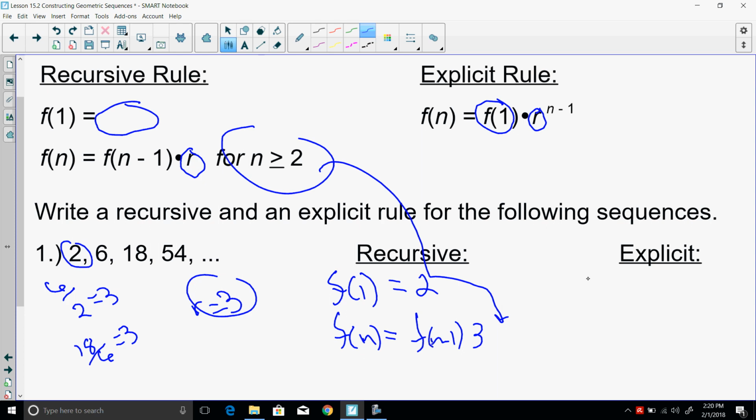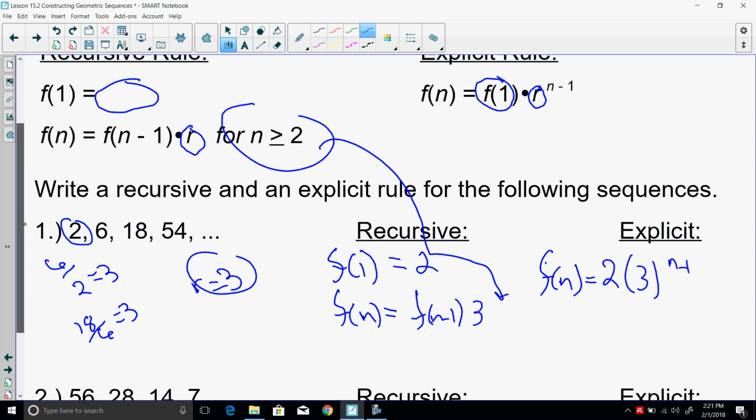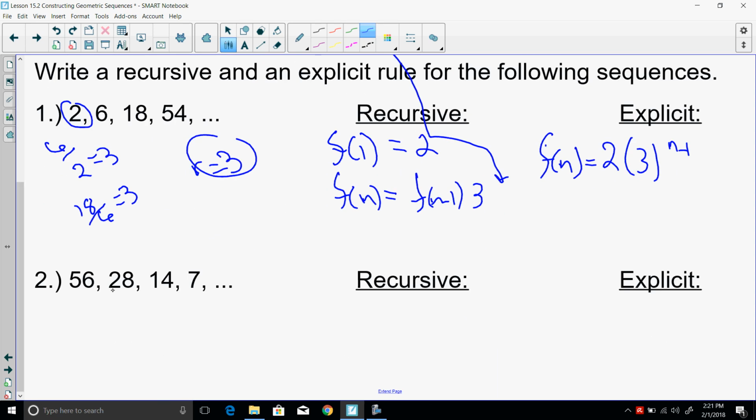For the explicit rule, I have everything I need to know as well. So we're going to write f of n is equal to, now I will replace f of 1 with what I know it to be. It is 2, the value of the first term. And then r, we already found it, is 3, and then n minus 1 is just part of the rule. So that's the rule that I would use. I would take 3 to whatever power times 2, and I would get the value of that term that I was trying to find.